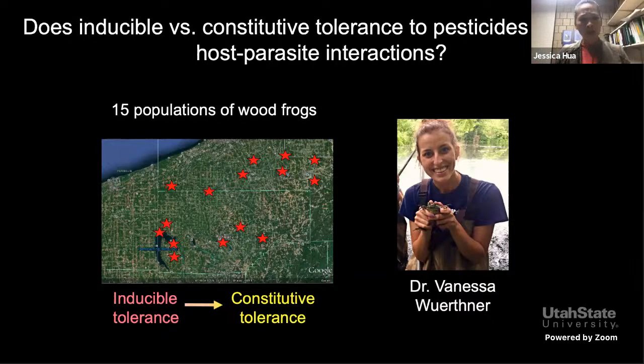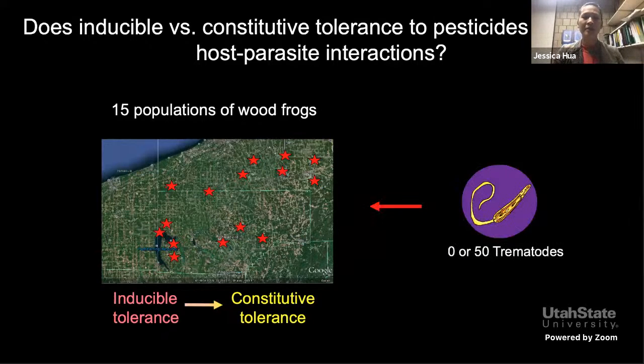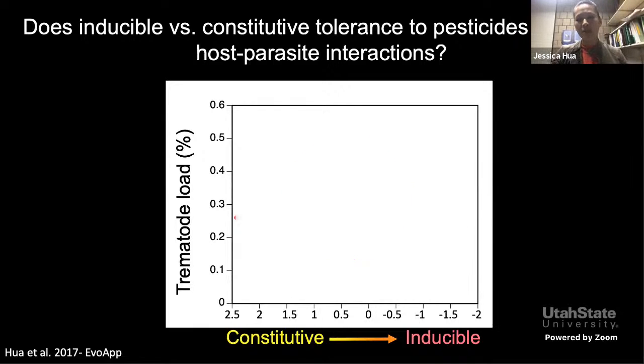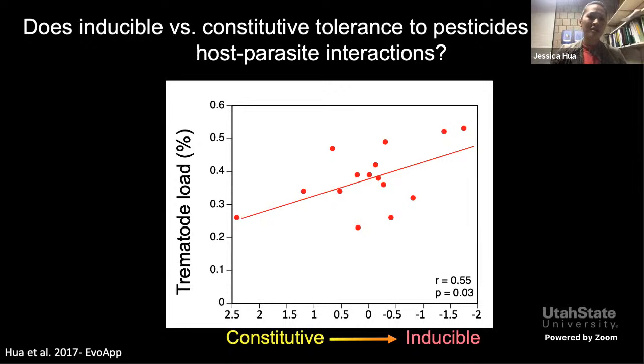What she did was she went out to the same 15 populations of wood frog, and she brought embryos back to the lab and reared them in common garden environments and tested their susceptibility to the trematode. What Vanessa found, on the x-axis is a gradient from constitutive on the left to inducible on the right, and she found that tadpoles that exhibited inducible tolerance were more susceptible to the parasite compared to those that exhibited constitutive tolerance, suggesting that there are differential costs associated with these different pesticide tolerance mechanisms.